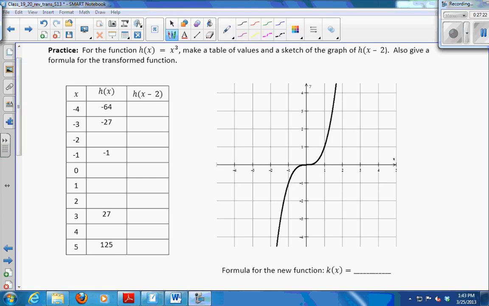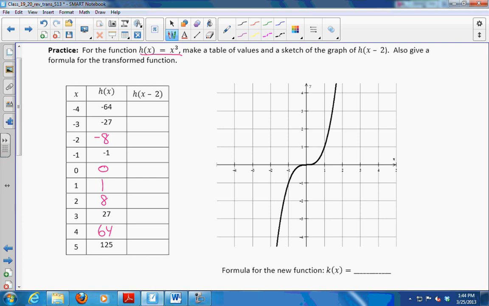Okay, so filling in my table, the h of x parts aren't all filled in, and h of x is the rule that cubes things, right? So that was given in the question here. So h of x takes whatever input you have and cubes it. So negative 2 cubed is negative 8, 0 cubed is 0, 2 cubed is 8, 4 cubed is 64. Okay, so that gives me x comma h of x. All those points are plotted in the graph that's already done for you.